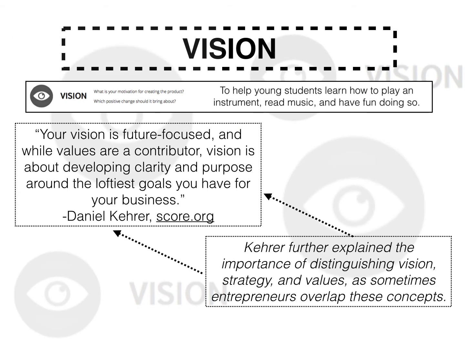Regarding the vision, my vision was to help young students learn how to play an instrument, read music, and have fun doing so. I did a little bit further research to try to develop this more. I found an article on score.org by Daniel Kerr. He said your vision is future focused, and while values are a contributor, vision is about developing clarity and purpose around the loftiest goals you have for your business. Kerr further explained the importance of distinguishing vision, strategy, and values, as sometimes entrepreneurs overlap these concepts. I very much valued this lesson because I found this was very true, that I did have some overlap, and I think distinguishing all these elements was very important for me in completing this vision board.